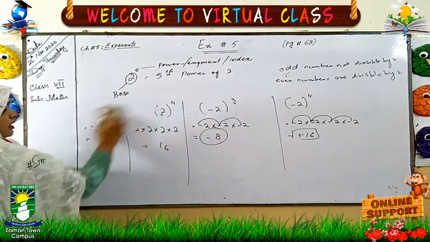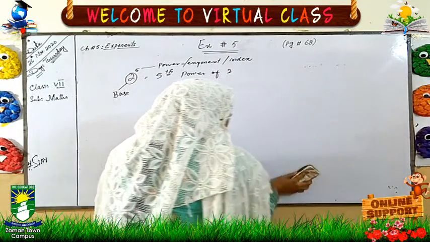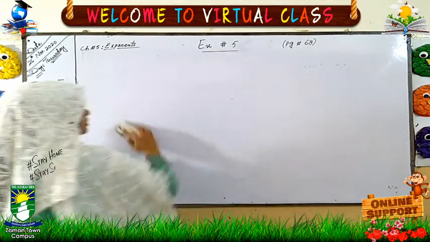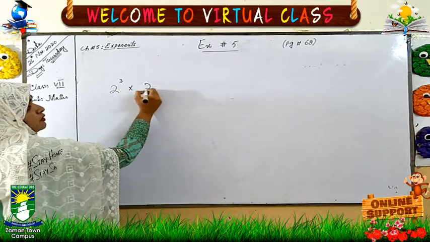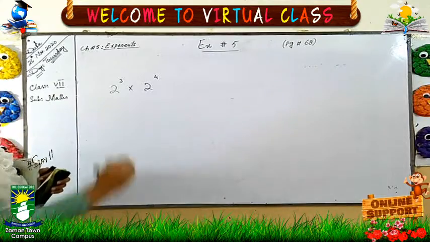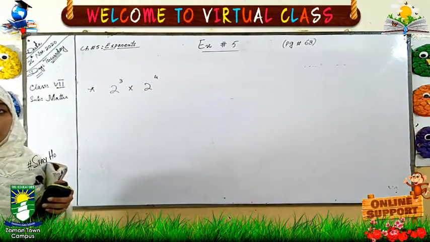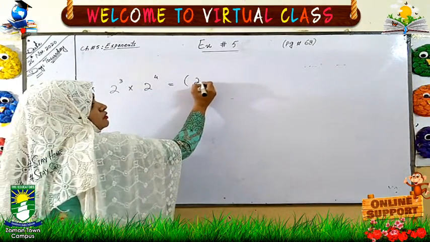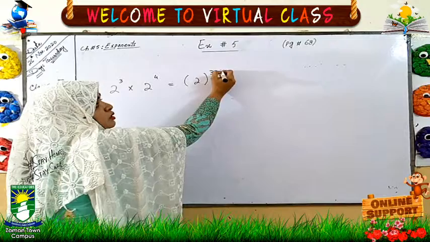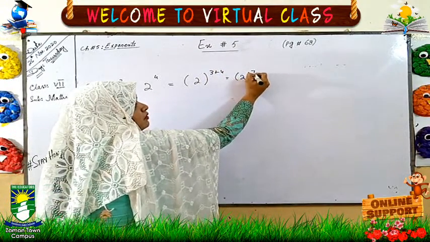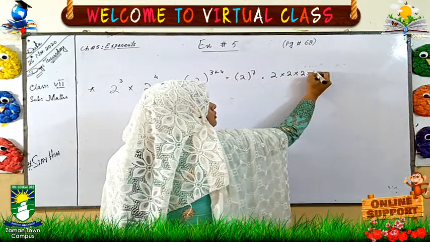Now the next condition is that if you have two same bases that are going to be multiplied, and your bases are the same but your powers are different, how will you solve them? You will write your base one time and just add your powers, 3 plus 4, which will give you 2 power 7. And then you will multiply 2 by itself 7 times.